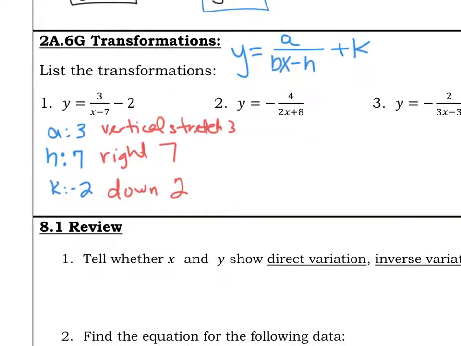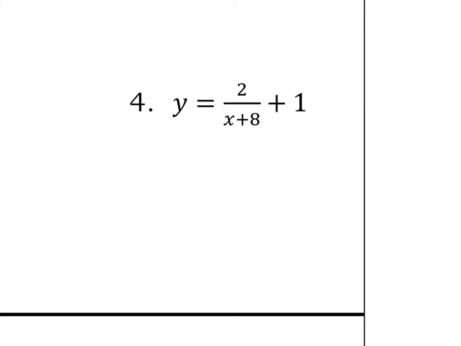Okay. We'll just jump to number 4 real quick without me writing this down. Let's just talk about it. Vertical stretch of 2. This always changes sign, so it's really a left 8. And this graph would actually go up 1. Okay.